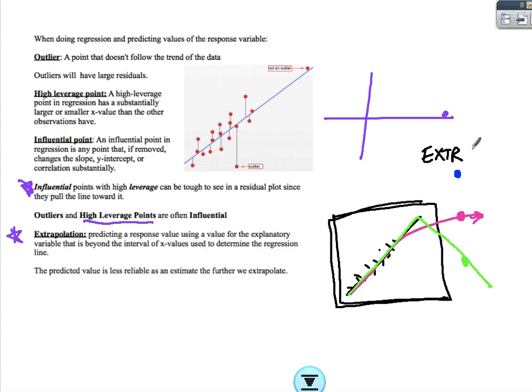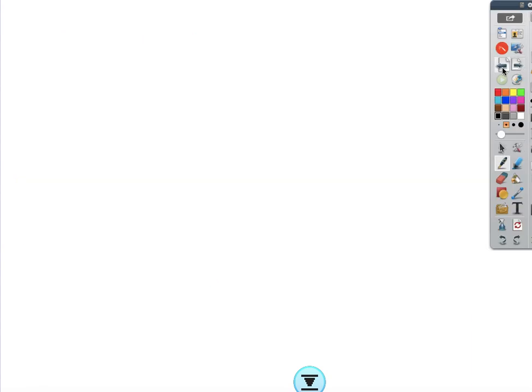They tend to like to ask questions about extrapolation sometimes on the AP test and have you talk about why it is risky. Let's see, I think that's it.